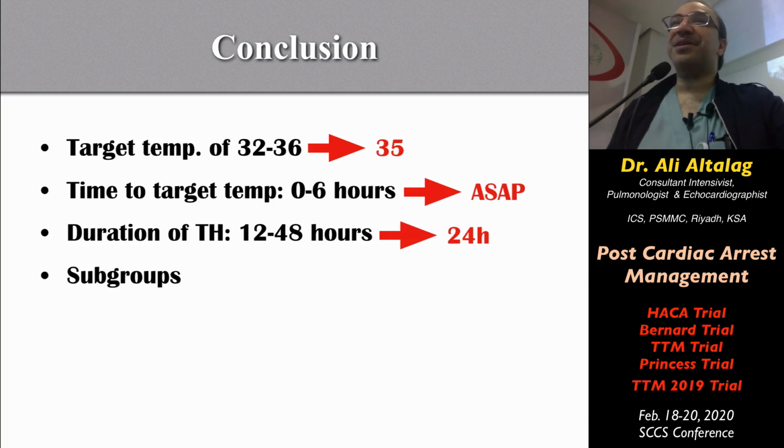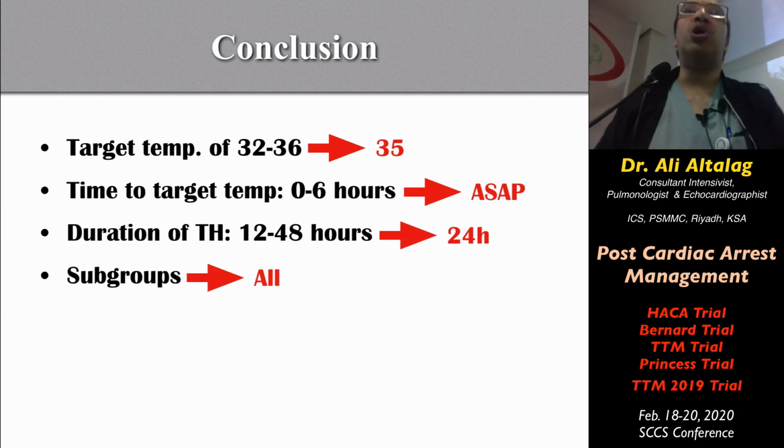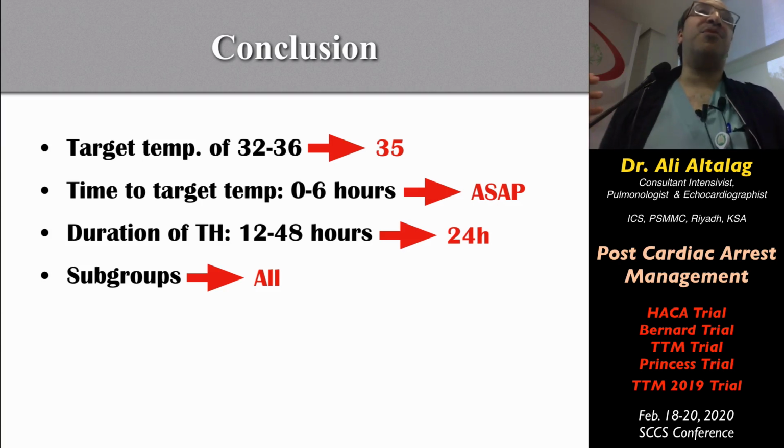Subgroups. Will you exclude any subgroups like shockable, non-shockable, PEA, asystole? So I'll include all. So I think this is what I come up with. And I feel this is probably the best recommendation you will ever see. If you go to the guidelines, they are very, very confusing.